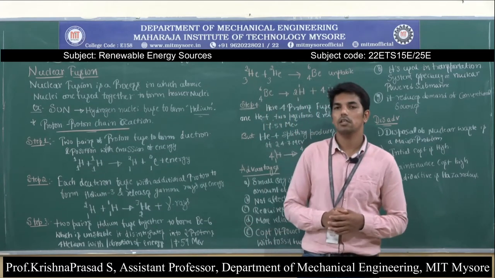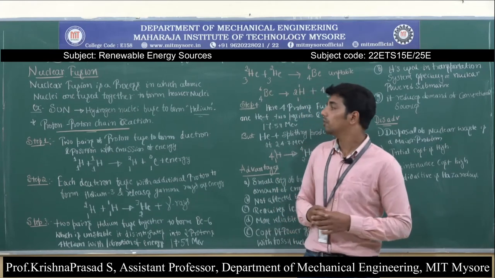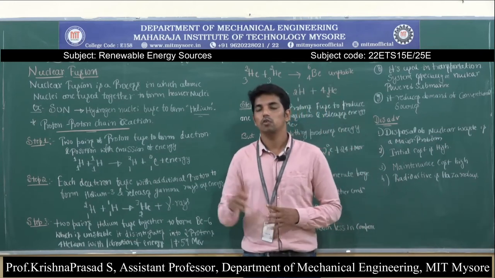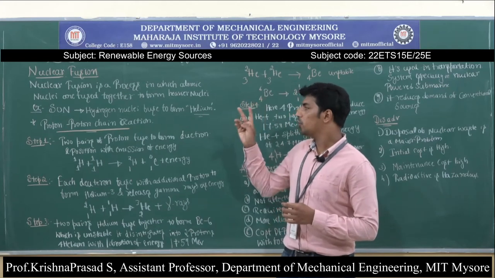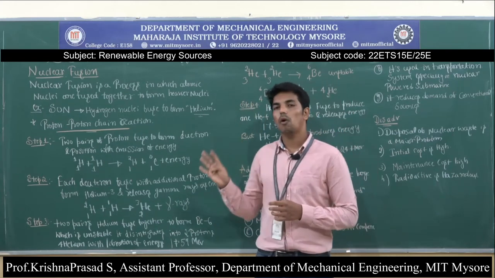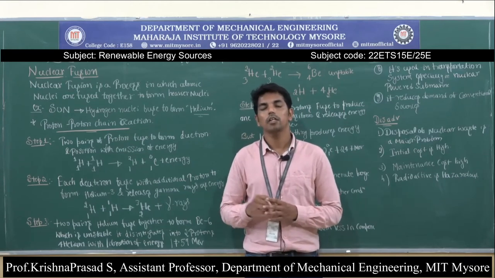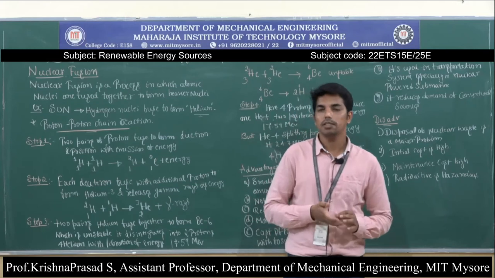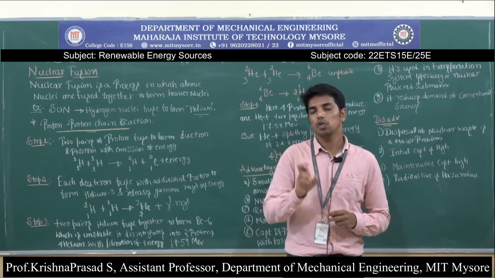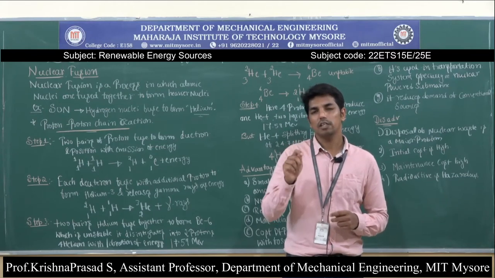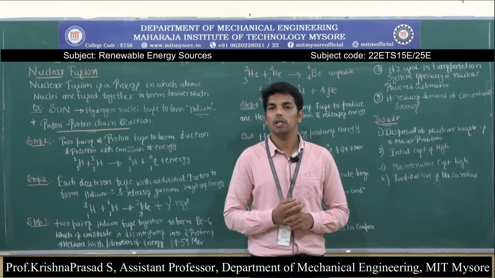Similarly, what happens in the case of nuclear fusion is also very important. First of all, what is meant by nuclear fusion? Nuclear fusion is a process in which atomic nuclei are fused together to form heavier nuclei. In nuclear fission, atoms split apart, but in nuclear fusion, atoms are fused together to produce heavier nuclei along with the liberation of a large amount of energy. This is called nuclear fusion.